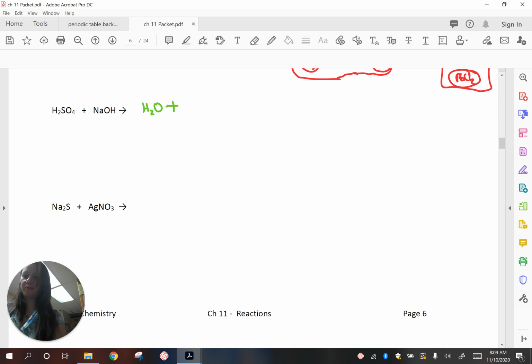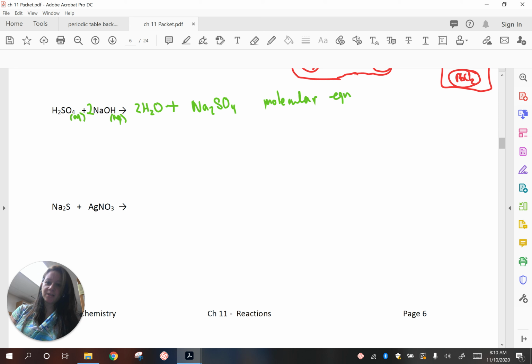And then I have the two middle ones together, so sodium and sulfate. Sodium is +1, sulfate is SO4 2-, so Na2SO4. I need to balance that, so I need 2 of these and 2 of these, and this is your molecular equation. Now let's assign whether things are soluble or not. So we know that both of these are aqueous. Let's skip water for a second.